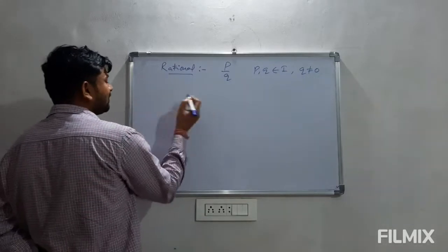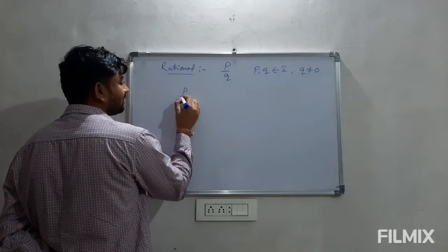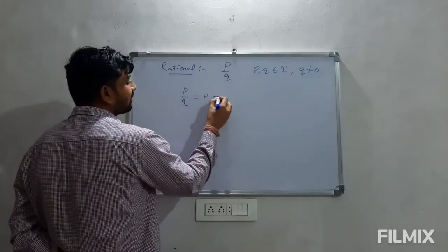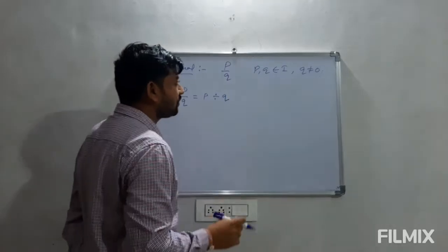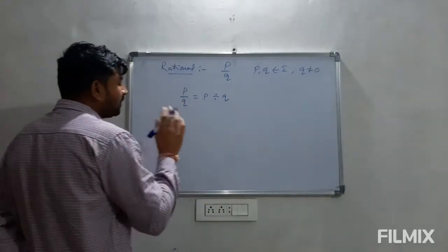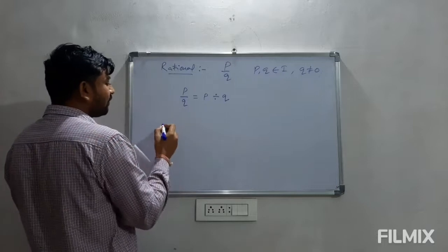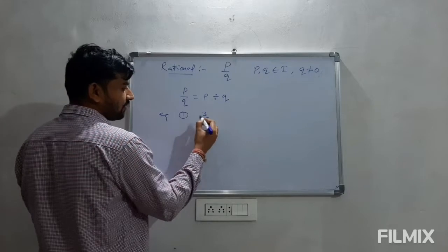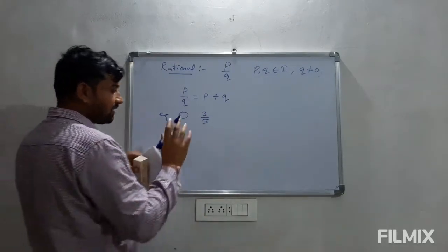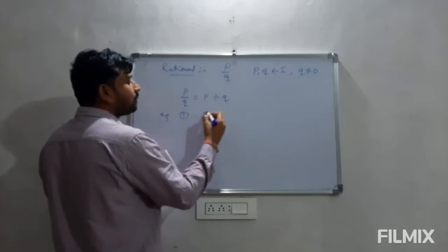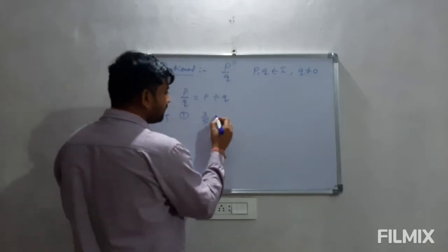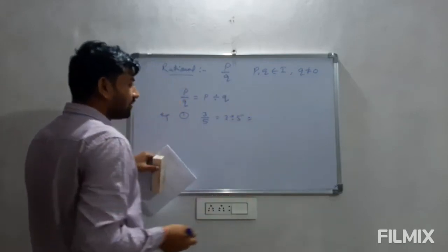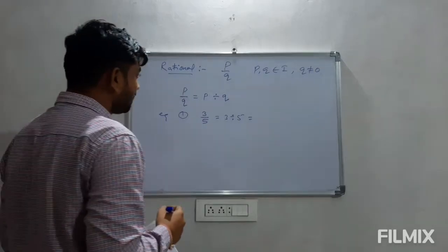Now let us come to a very simple point. When we are writing it as p by q, what does it mean? It means p is divided by q. This is the other meaning of rational number. So if we are taking, for example, 3 by 5, this is an example of a rational number where p is 3 and q is 5. We just want to divide 3 by 5. So when we divide, we get some results which we want to discuss today.